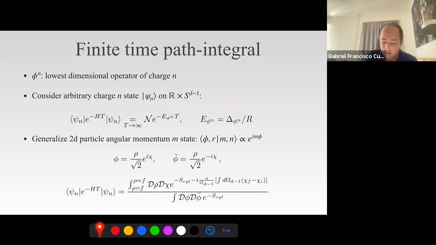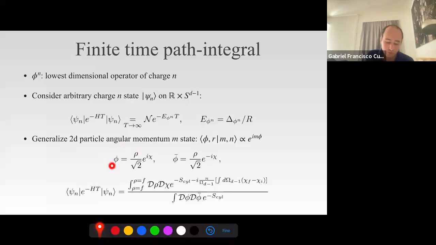Then the task here is to write the appropriate state psi n, and this is also very simple to find an obvious guess. You just recall that in quantum mechanics, angular momentum m states are like e to the i m phi, where phi is the azimuthal angle. So you do the same thing in field theory.